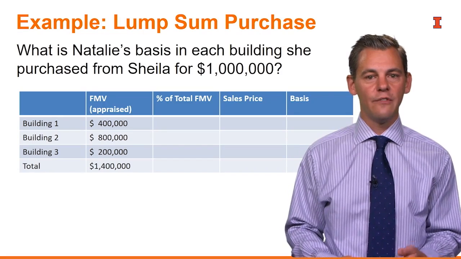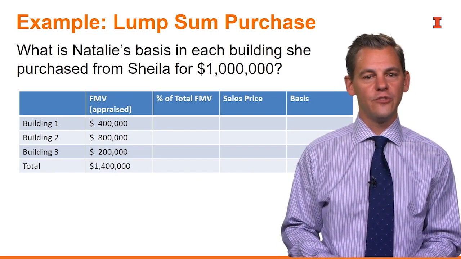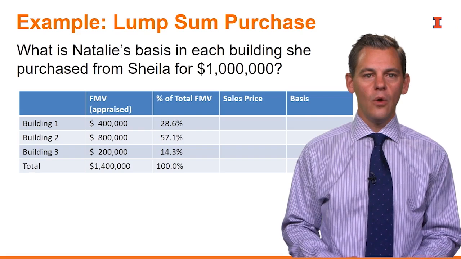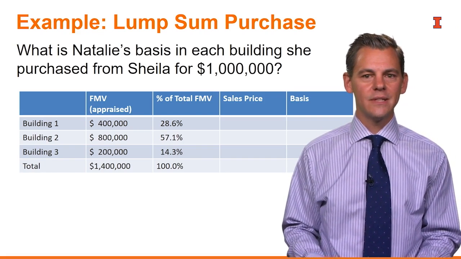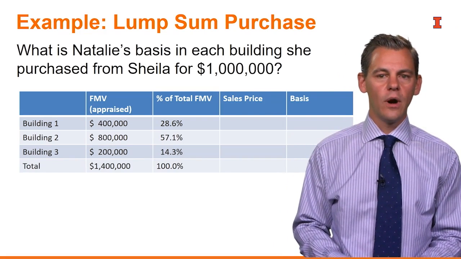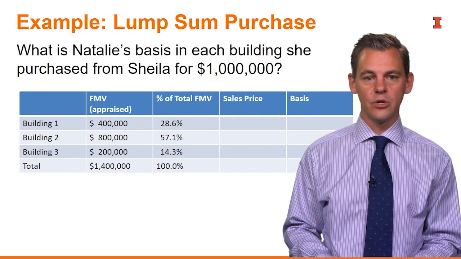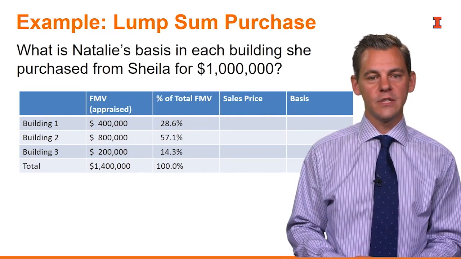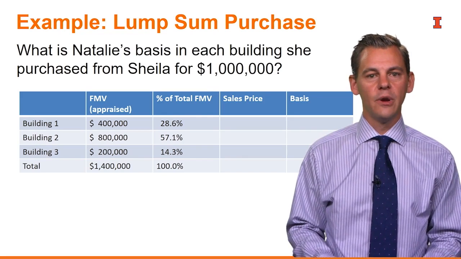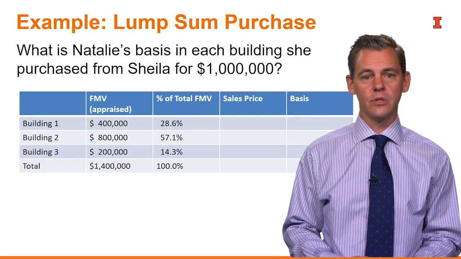For building 2, we divide $800,000 by $1.4 million. And for building 3, we divide $200,000 by $1.4 million. What we get are the percentages based on the relative fair market values of each building. So building 1 represents 28.6% of the total fair market value in this lump sum purchase. Building 2 represents 57.1% of the total fair market value, and building 3 represents 14.3% of the total fair market value in this lump sum purchase.